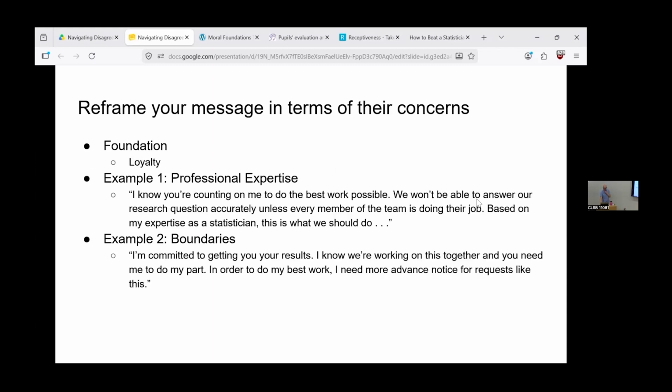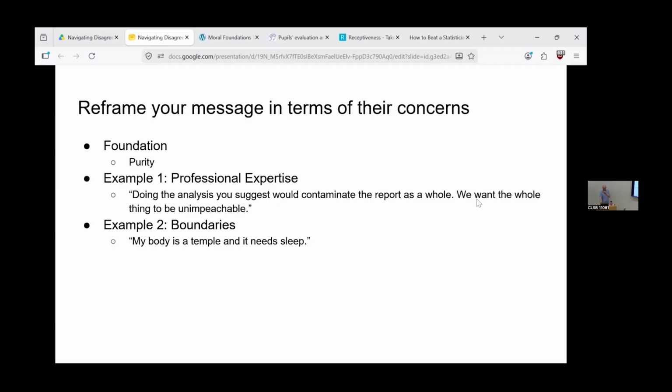But some of them were harder, like purity. Doing the analysis you suggest would contaminate the report as a whole. We want the whole thing to be unimpeachable. I don't know if that's actually effective. Or my body is a temple and it needs sleep. I don't know if they're going to buy that, but coming up with these things just as an exercise was, I think, fruitful.